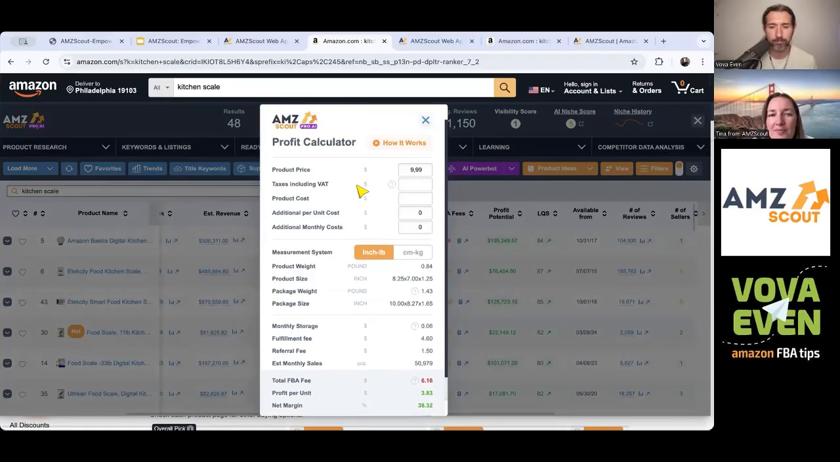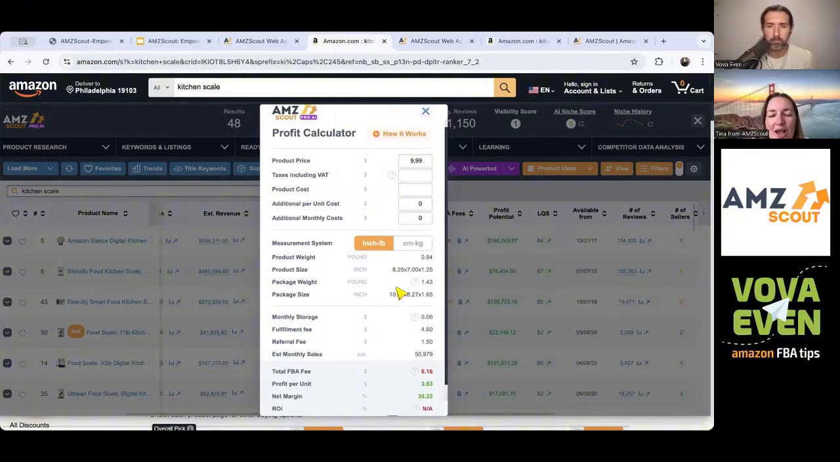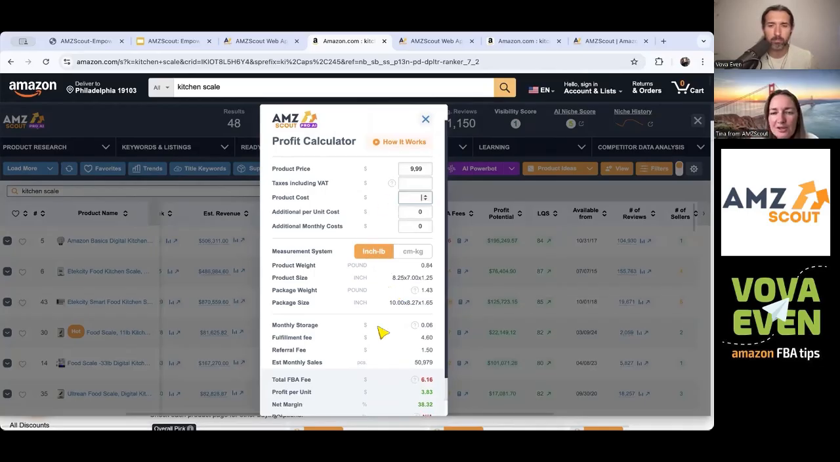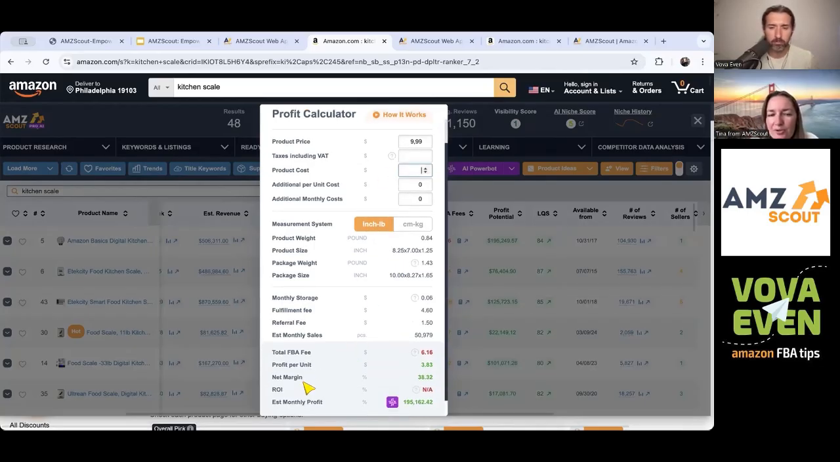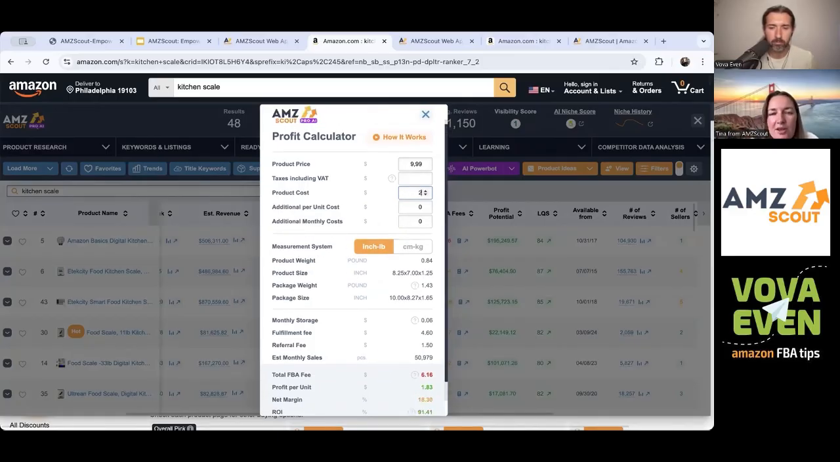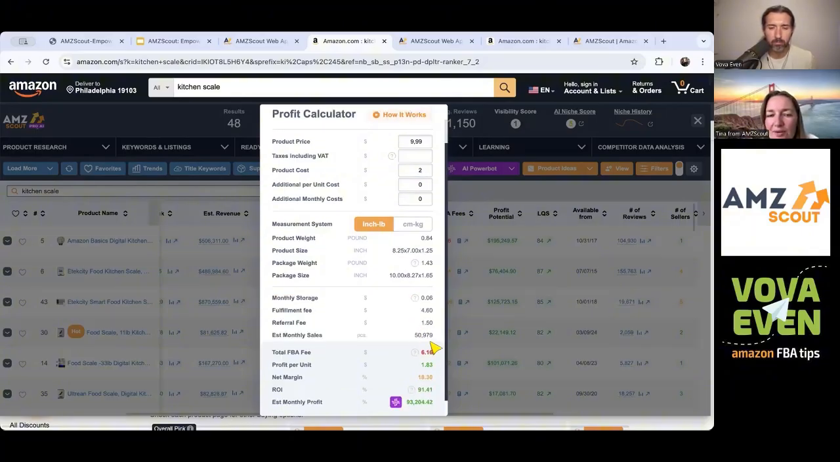So that's our FBA calculator. Again, I think in September we're going to launch a new calculator. It will be right here together with this one. It's going to be a PPC calculator and a financially focused calculator, so it's going to be bigger, like 3 times. Right now, what we have is just a calculator that counts your profit per unit, net margin, ROI, and it also gives the estimated monthly profit. So if you put something in here, like your product cost is $2, it will count everything for you. So you'll have just a 1.83 profit.